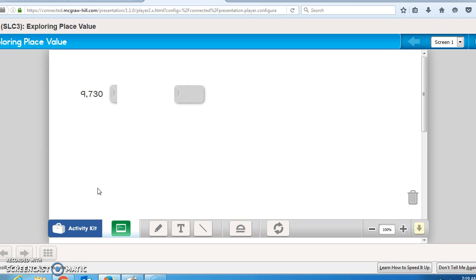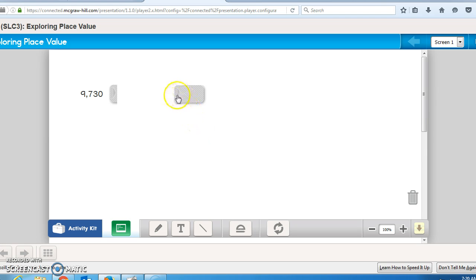Now listen to what I'm asking you. What is the value of the digit in the tens place? Well, the 3 is in the tens place, so the value of the 3 is 3 tens, which would be 30. That's the 3's value. So if that's true, then what's the value of the digit in the thousands place? 9 is in the thousands place, so 9 times 1,000 is 9,000. That's its value.